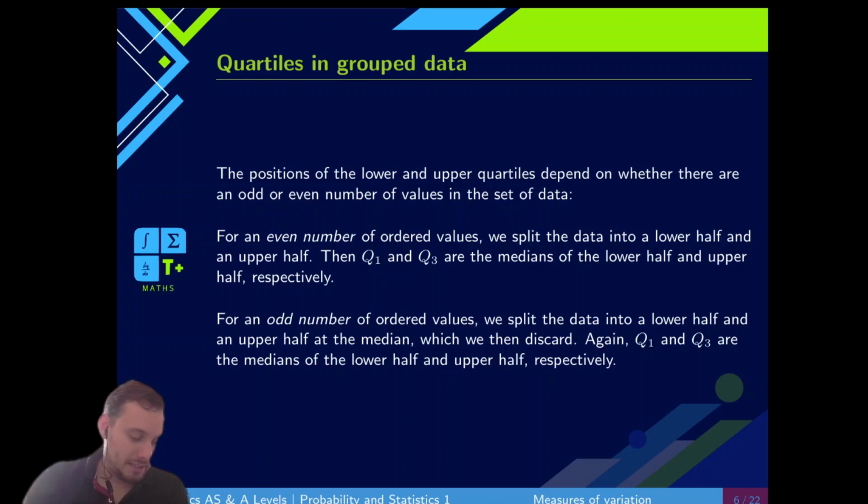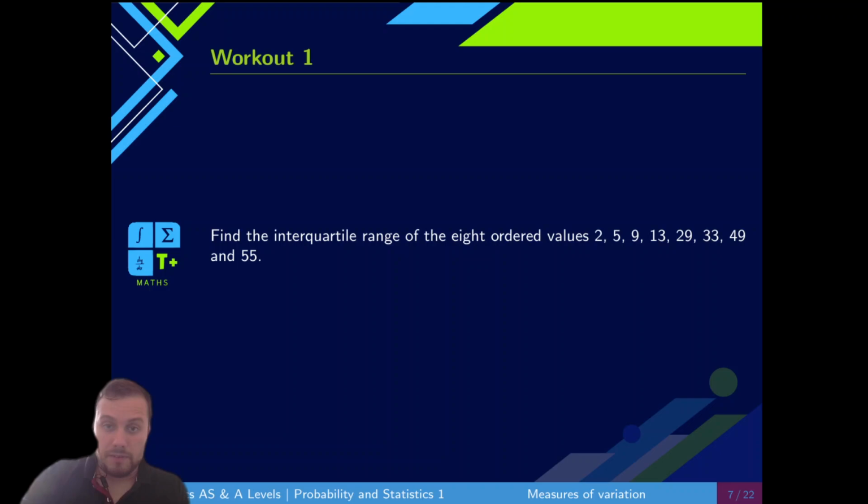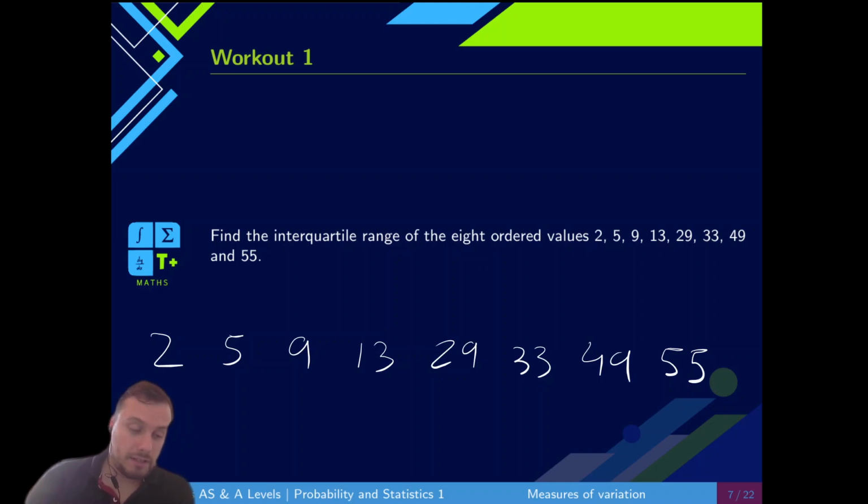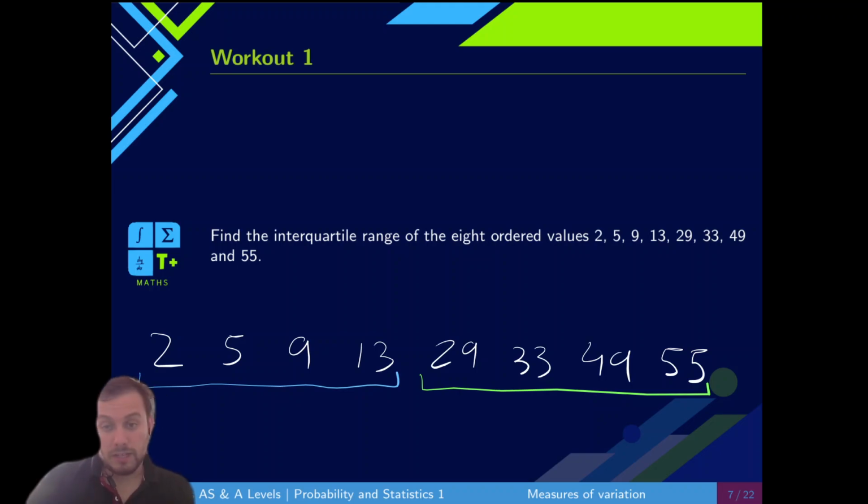Let's take a look at some examples so that we can see it more clearly. We have here this set of values that are already ordered for you. I'm going to write them down here: 2, 5, 9, 13, 29, 33, 49, and 55. As we have 8 values, we can split this into halves: these 4 values are going to be my lower half, and these 4 values are going to be my upper half. What we want to find is the median for these 2 sets of data. Now, we don't care about the median of the 8 values. We just care about the median of 4 and 4 because we're looking for the interquartile range.